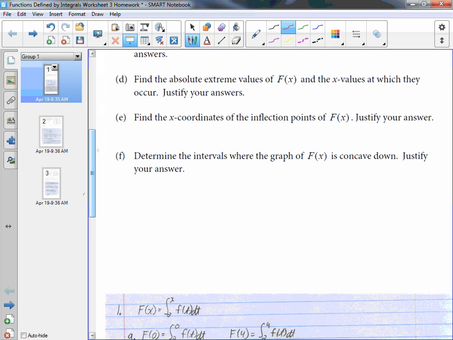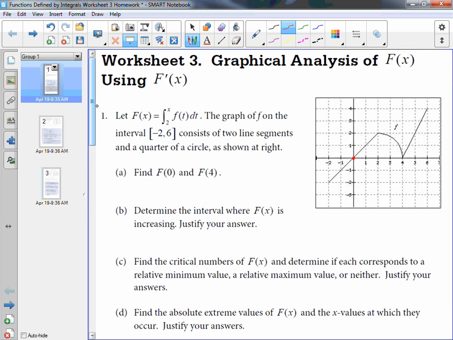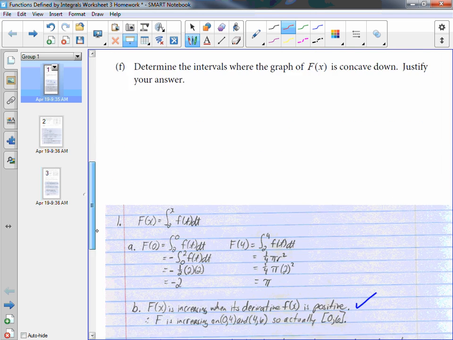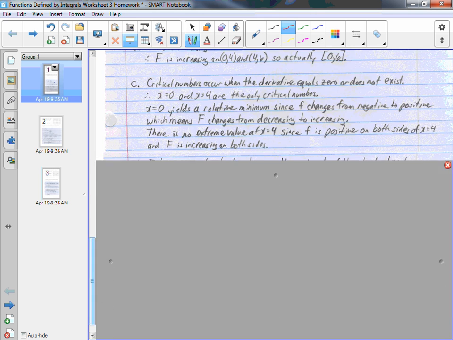All right. Find the absolute extreme values of capital F of x and the x values at which they occur. Justify your answers. What's different between a relative extrema and an absolute extrema? Endpoints. Absolute requires endpoints. So we need to figure out what are endpoints. -2 and 6. We need to figure out what's going on at -2 and at 6. All right, so let's figure it out then.